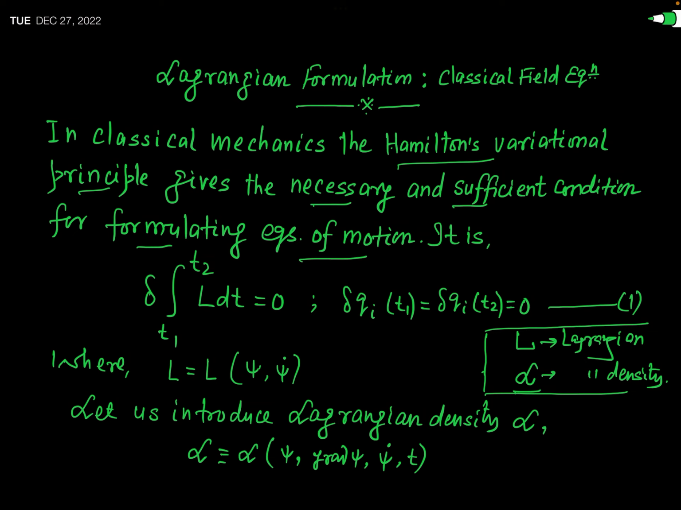And you know that Hamilton's variational principle simply says that the delta variation of the action variable is equal to 0. And when you say action, it means the time integral of Lagrangian L. And so according to Hamilton's variational principle, this delta is just a variational operator: delta of the integral from t1 to t2 of L dt is equal to 0. You have definitely watched my video on this Hamilton's variational principle in the playlist of classical mechanics.